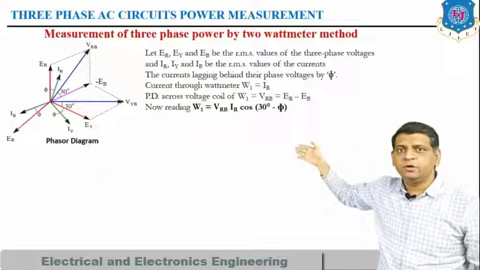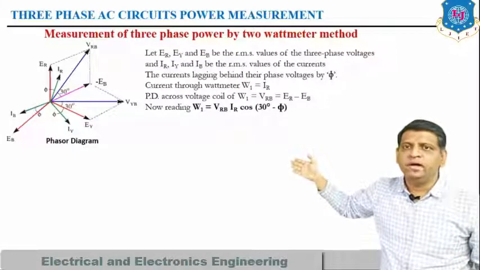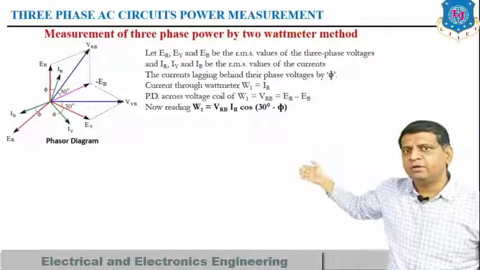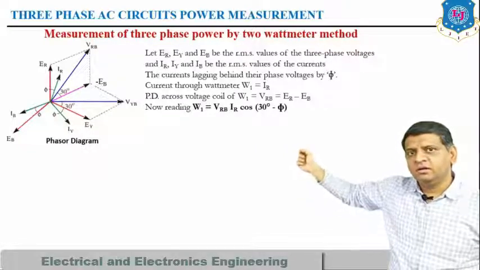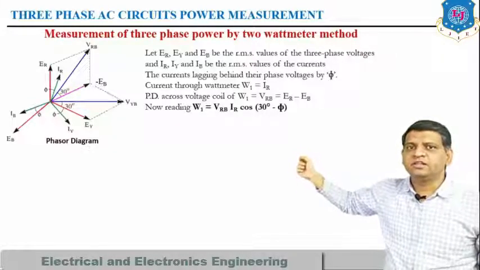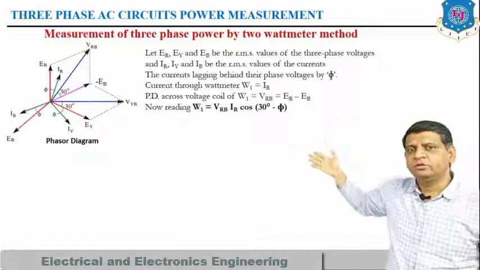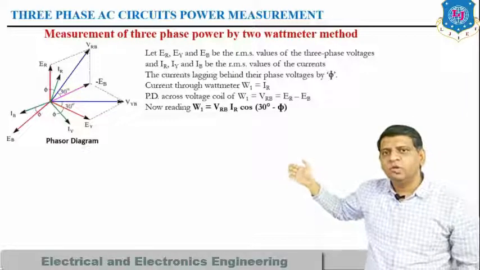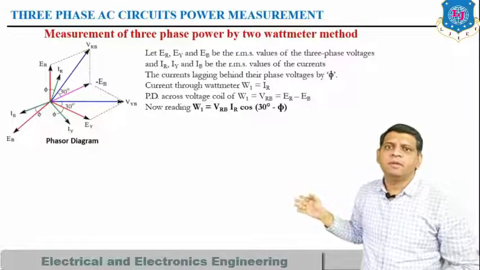So, from this particular phasor diagram, you can see here W1 is equal to IR into VRB. If you find this particular vector, you will find the relation of angle between IR and VRB, which is nothing but the 30 minus phi phase relation. So, here W1 is equal to VRB into IR into cos(30 minus phi).